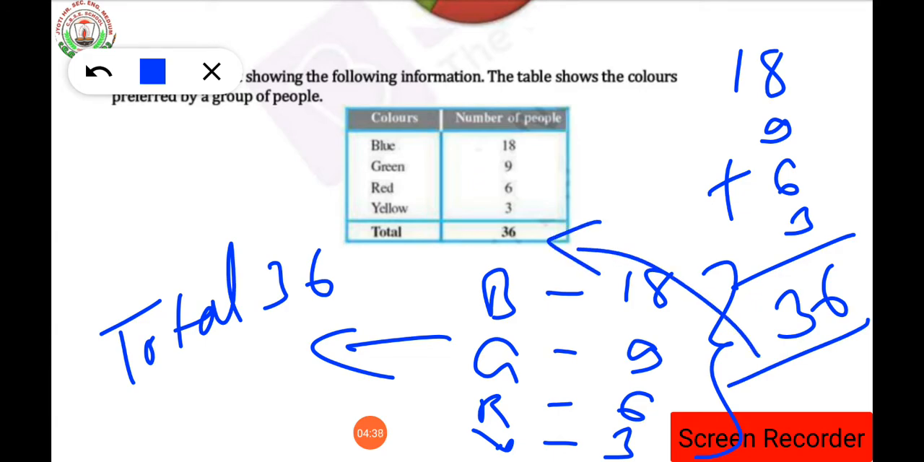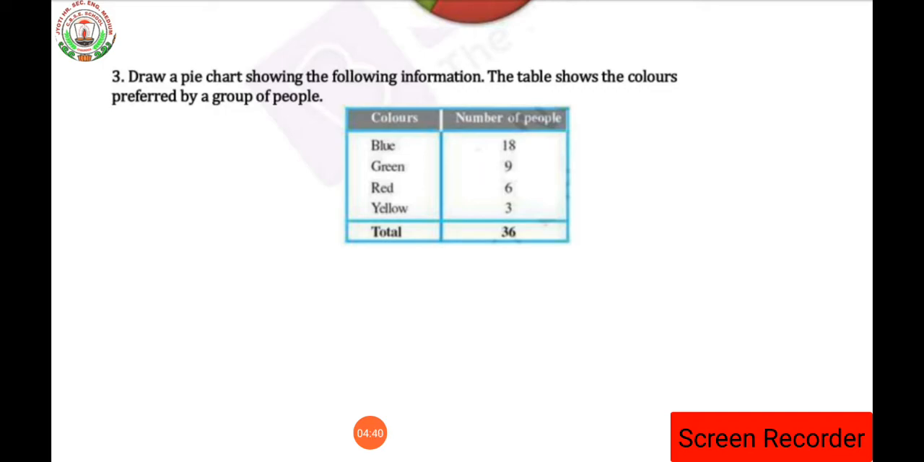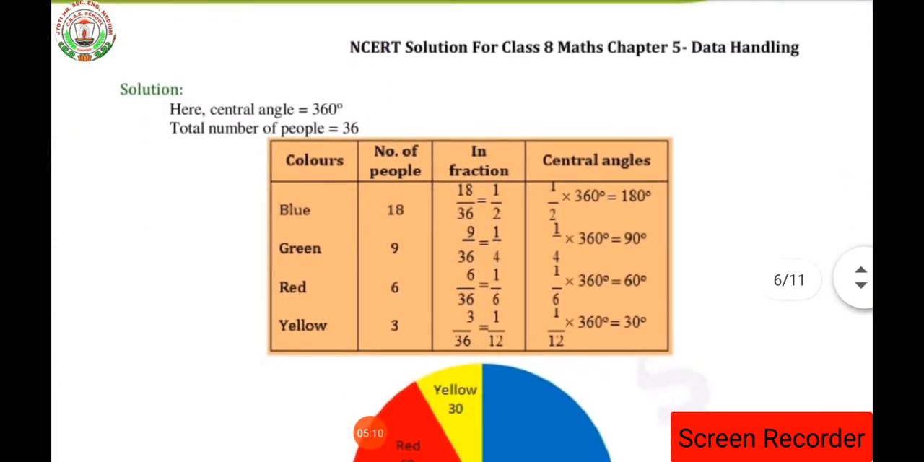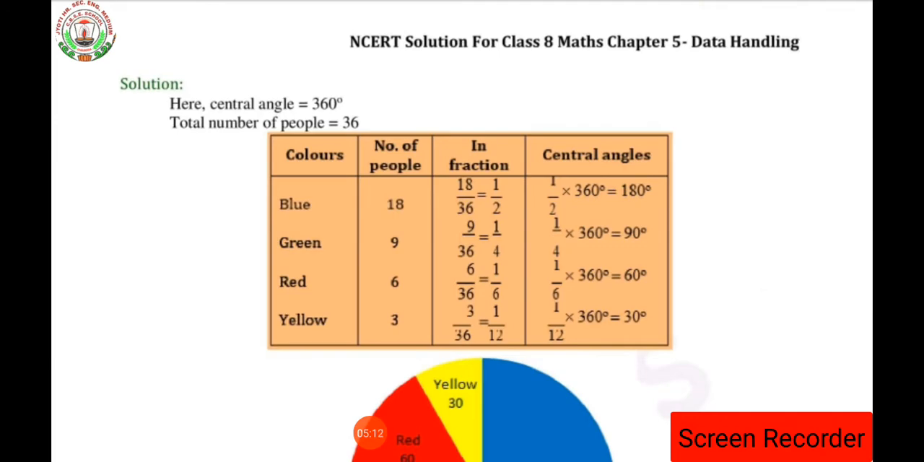Clear up to here? So in this way we have to draw a pie chart, and before drawing it we have to calculate the central sector angle. Before drawing we have to calculate the sector angles, and while adding all the sector angles, the total must be equal to 360 degree. So clear up to here everyone? Now let's see the next part. What is the next part? We will see the solution.